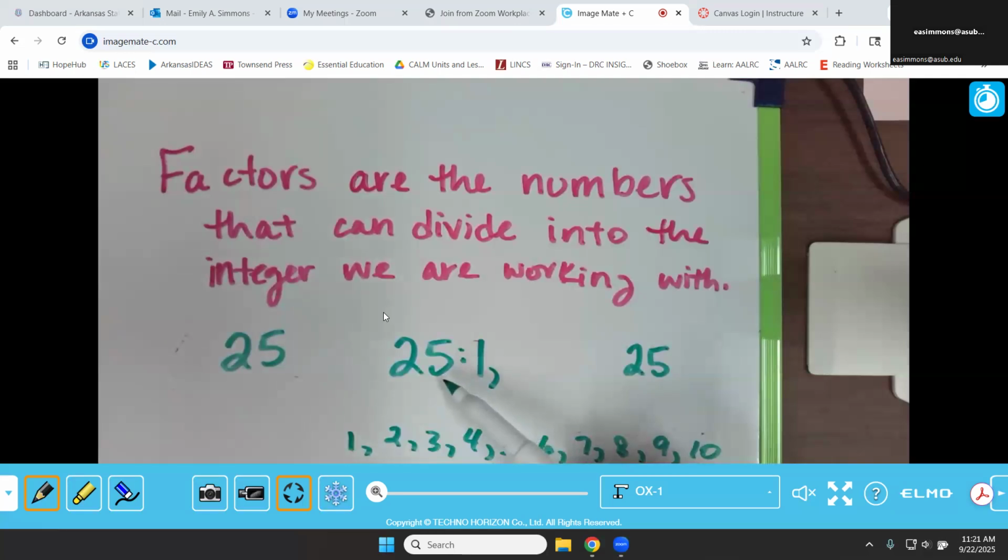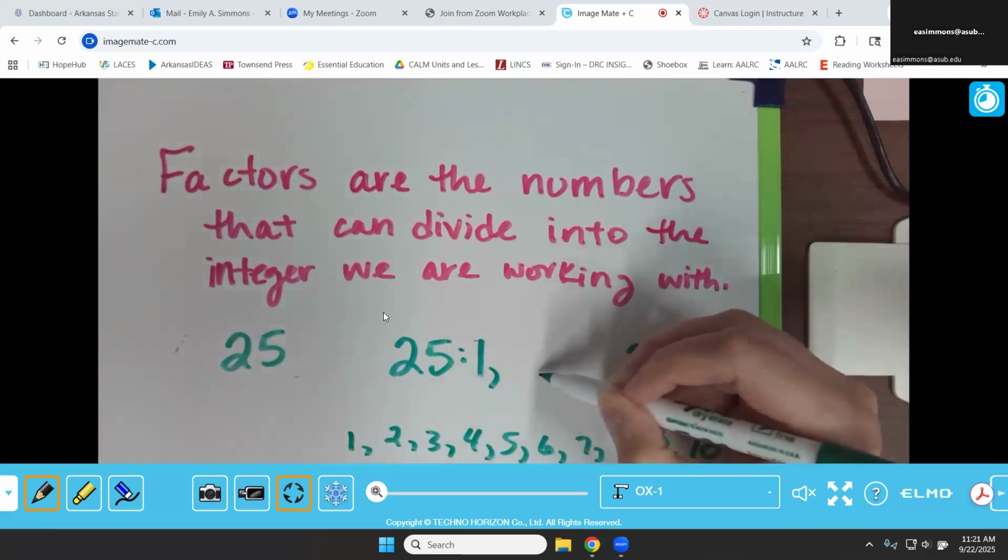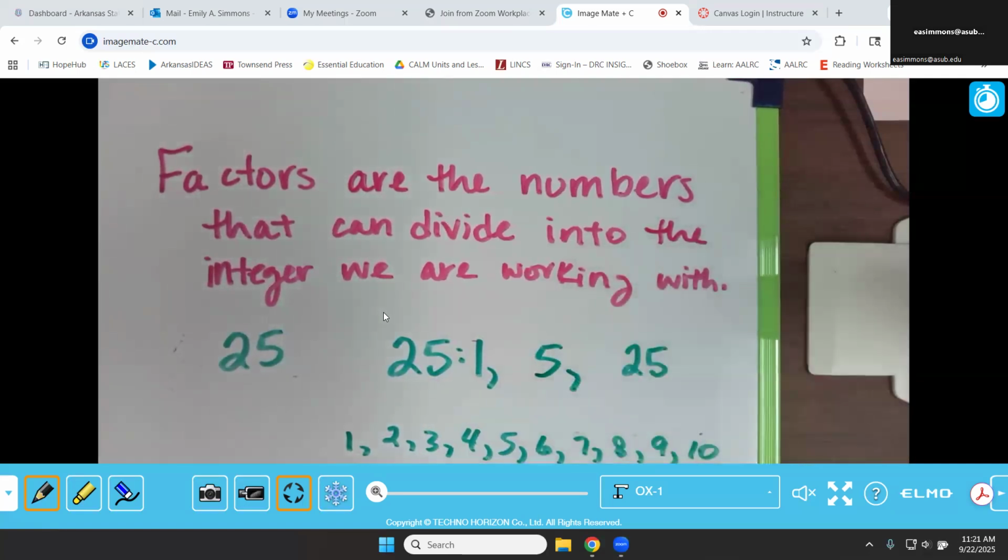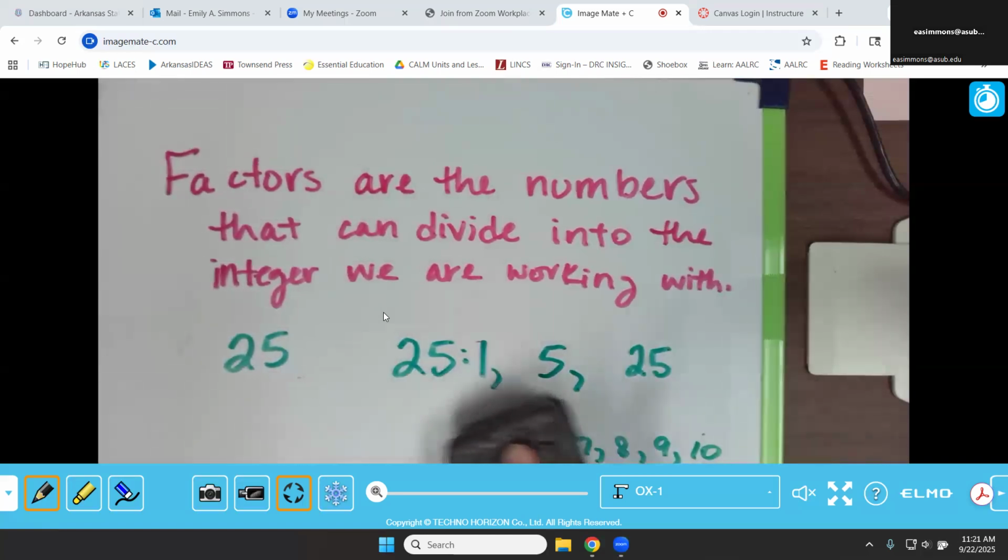2, well, 25 is not even, so 2 doesn't go in. 3 times 8 is 24, and 3 times 9 is 27, so 3 doesn't go into 25. 4 doesn't go into 25, because 2 can't go in. 5 goes into 25, and 5 times 5 is 25. Since I got to a number times itself, that means I'm done with all of these other factors, and I've fully factored out 25. 25 only has 3 factors.